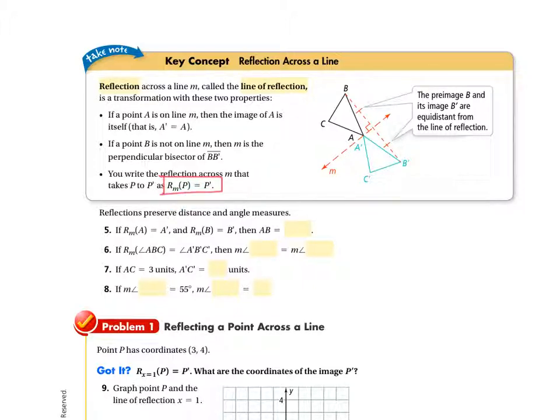So you might want to write yourself a note that this means reflection, and that's what the R is for, of point P over line M.